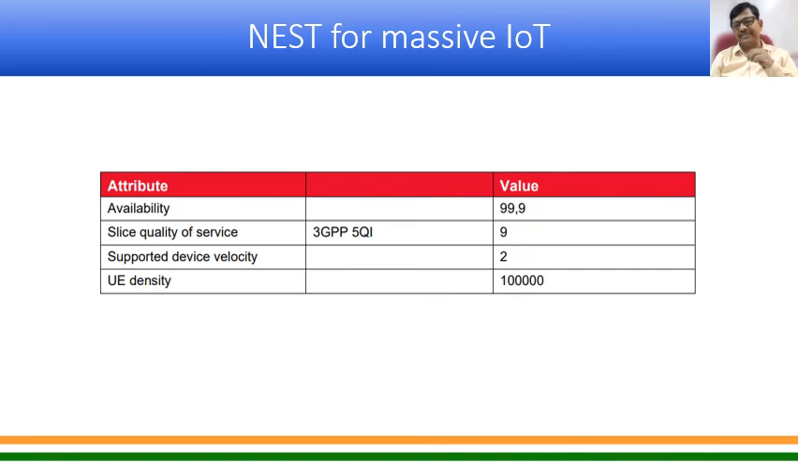This is NEST for massive IoT. Here availability is not a very critical requirement, so it is 99.939. The slice quality of service, that is 5QI value, is 9. Density is very high, 100,000, 1 lakh. Density means how many such user equipment per square kilometer would be supported. Device velocity would be 2, which means 2 kilometers per hour, very slow moving devices. So it's a factory environment where slow moving objects are supported.